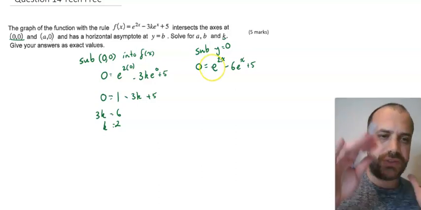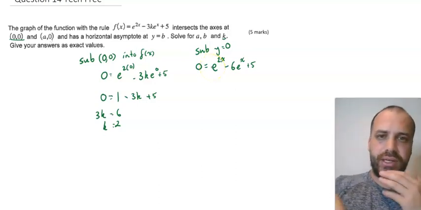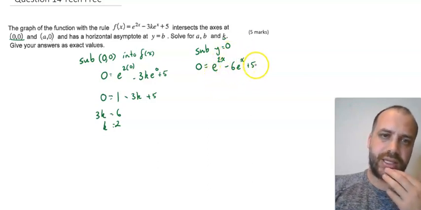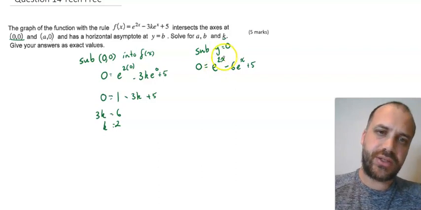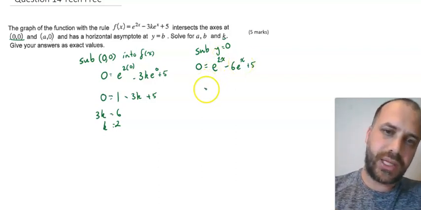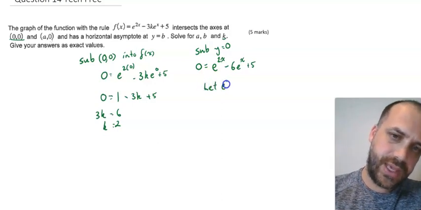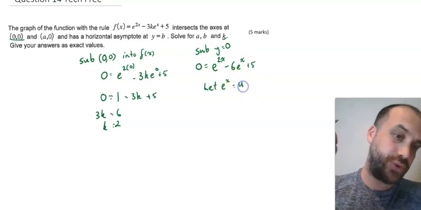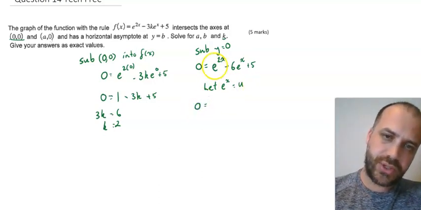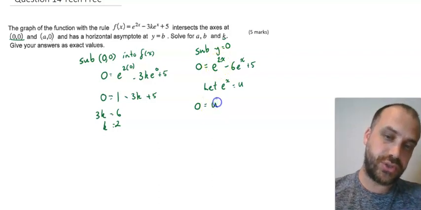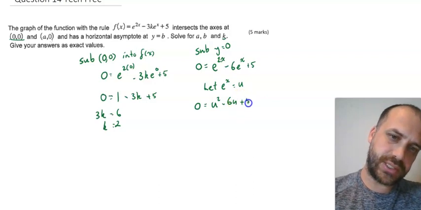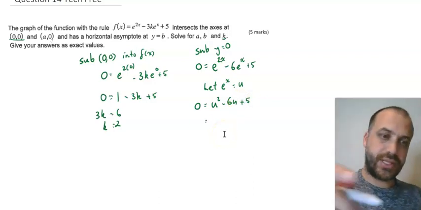Aha! We've got this familiar thing, or at least it should be familiar, this quadratic action: e to the 2x minus 6e to the x plus 5. Now when I see e to the 2x and e to the x in a single equation, I like to simplify it in my own mind by letting e to the x equal u. So when I do that, I get 0 equals u squared minus 6u plus 5. So we should be able to factorize that, hopefully.